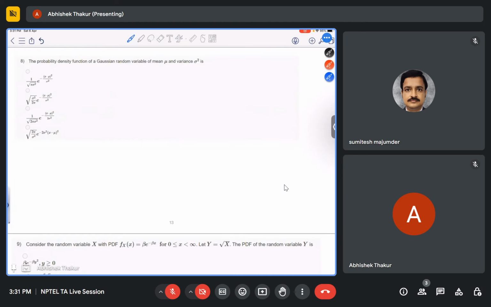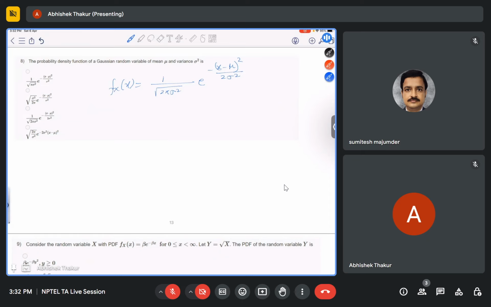That is question number 8. The probability density function of a Gaussian random variable of mean mu and variance sigma square is... We have already studied this in the last tutorial session. So the PDF of this function can be written as f of x equal to 1 by the square root of 2 pi sigma square, times e to the power of minus (x minus mean) square divided by 2 times the variance. So this is the probability density function of a Gaussian random variable.